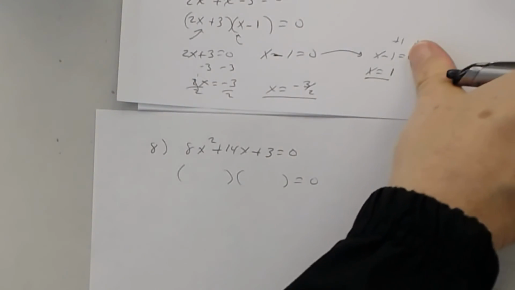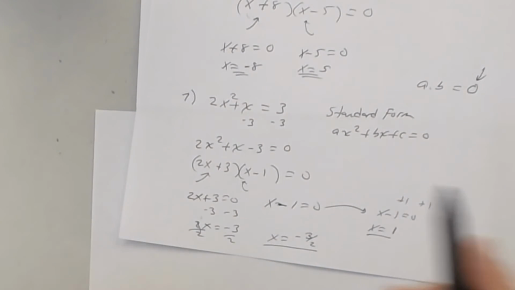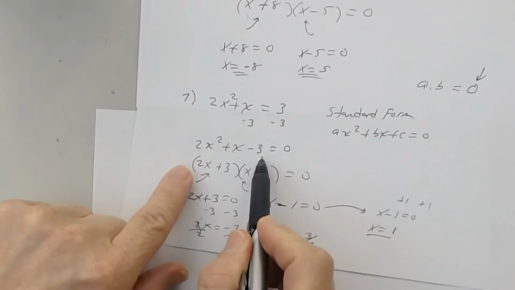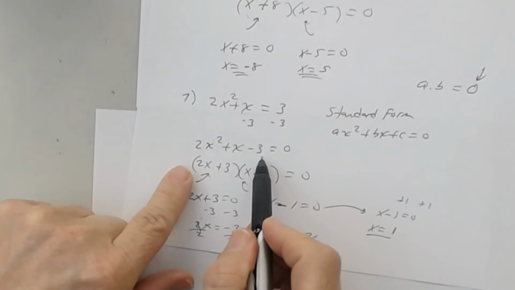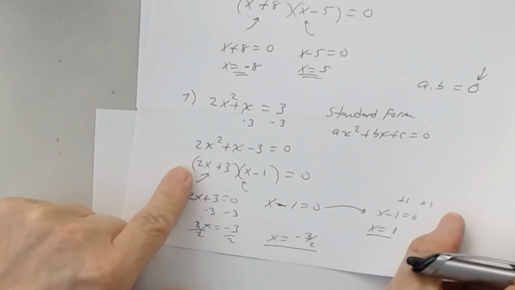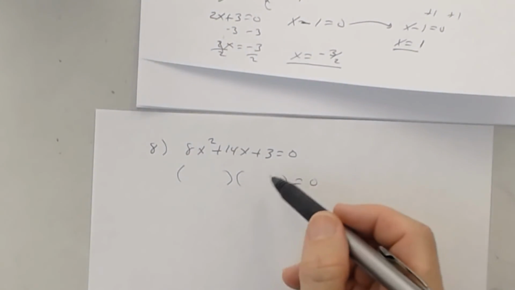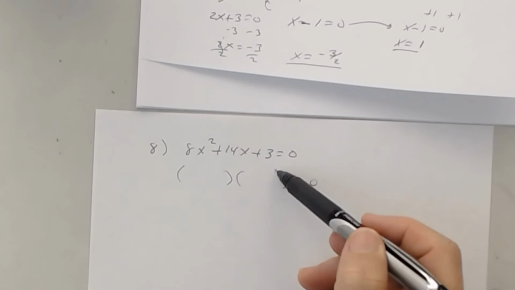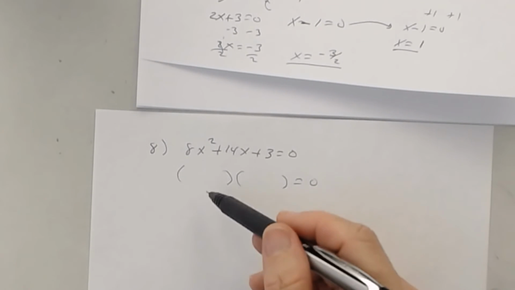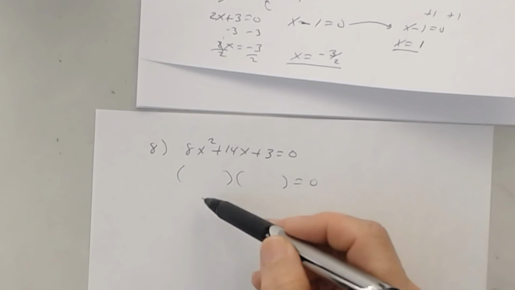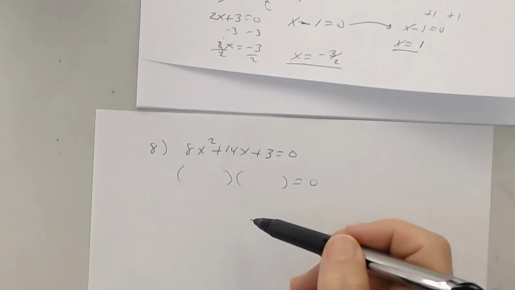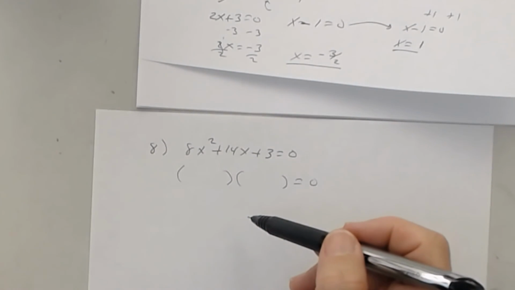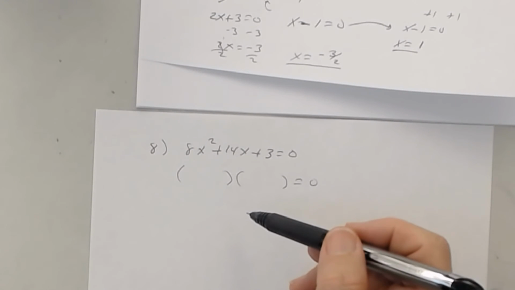Now, number 7 was easy because of this. If you look at A and C, they're both prime numbers. So when they're prime numbers, it's easy to deal with. So you should have factored 7 a lot quicker than you possibly would with number 8, because in number 8, 8's not a prime number. But 3 is. So it may take you a little bit longer to factor this. But remember our factoring strategies that we dealt with when we studied factoring.